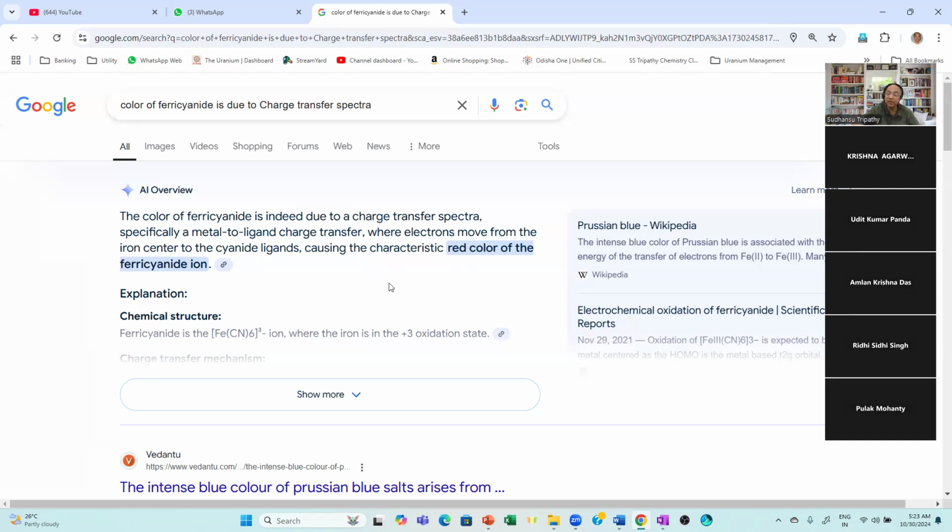No, it is absorbing in the green region. I mean, most of it is falling in the UV region and the near UV region, but a lot of portion is falling in the visible region, and the most portion is falling in the green. So it is looking red.